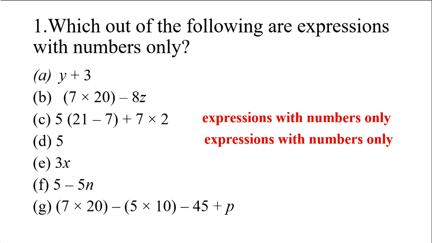In case of D, only numbers are there, it is also an expression with numbers only. In case of 3x, x variable is there. In case of F, 5 minus 5n, n variable is there. In case of G, 7 into 20 minus 5 into 10 minus 45 plus p. At the end, p variable is there. Therefore, except C and D, all others have a variable, so C as well as D are the expressions with numbers only.